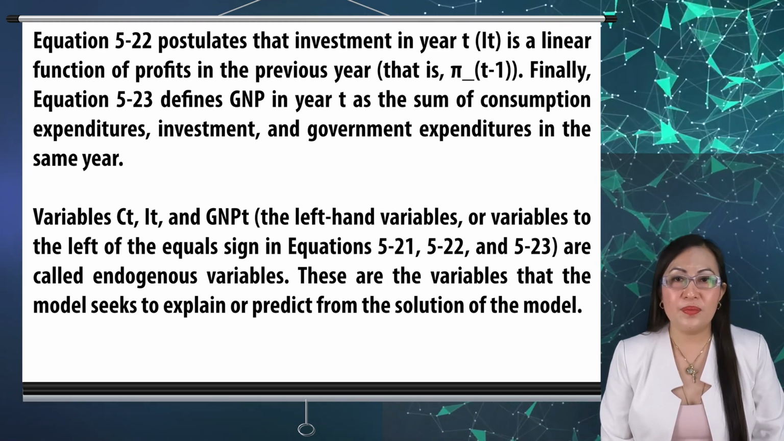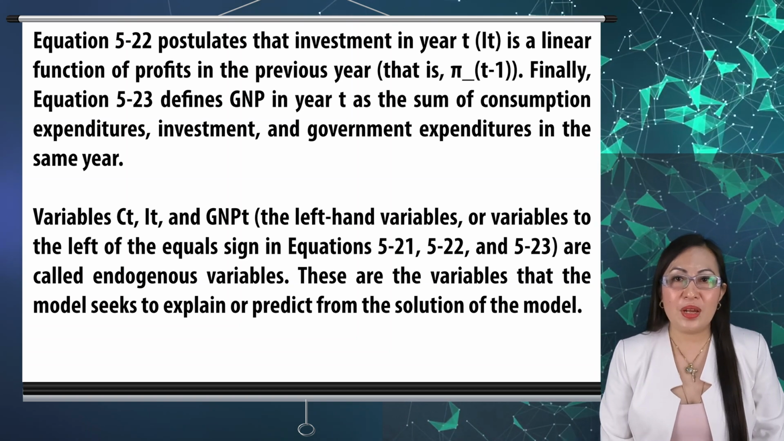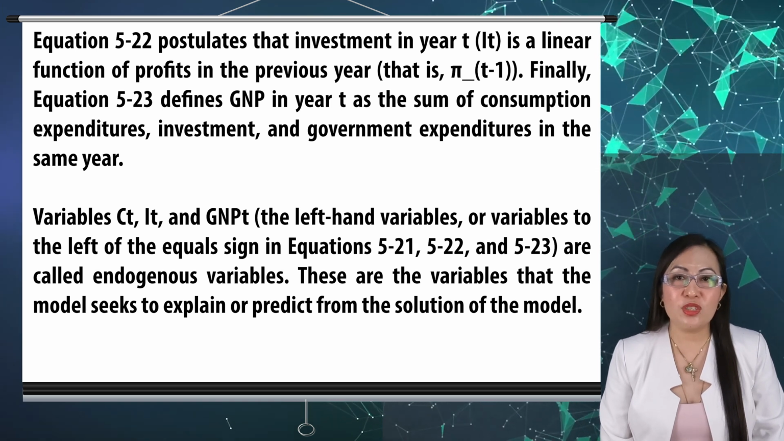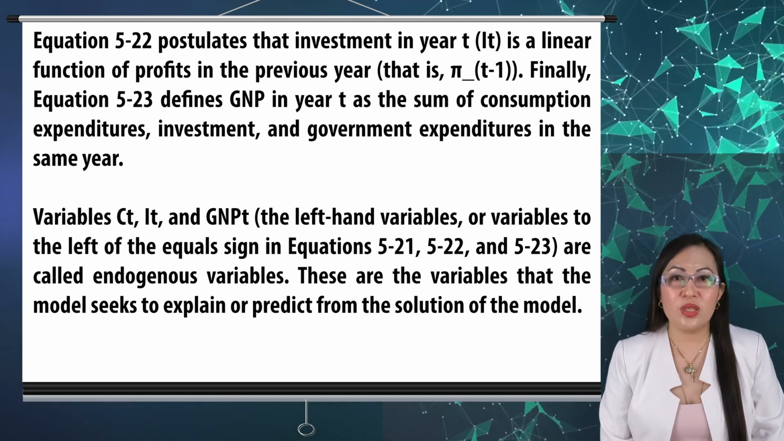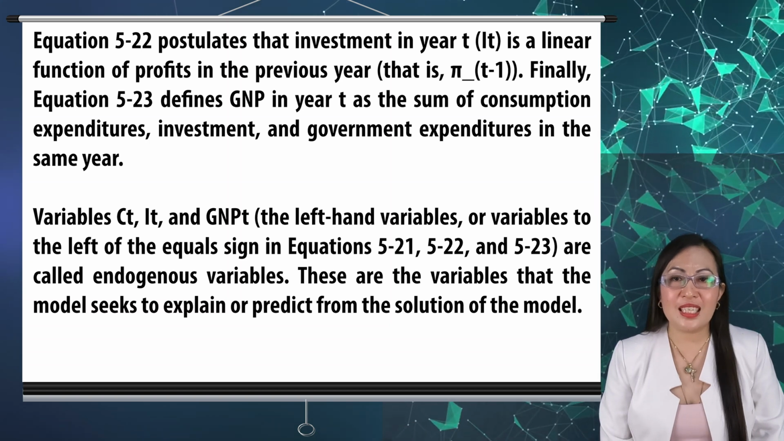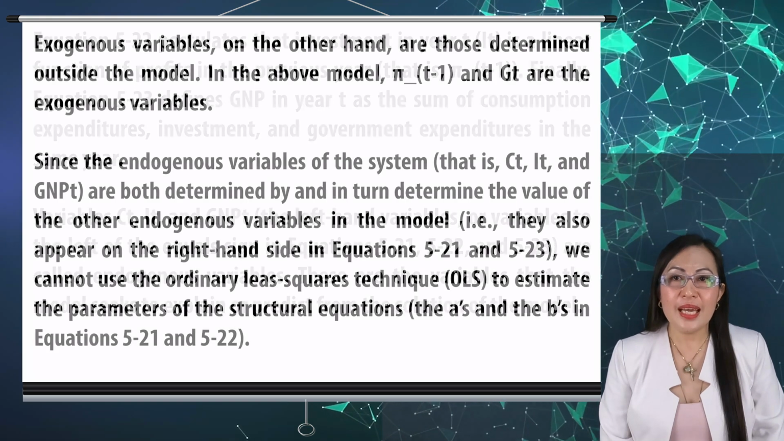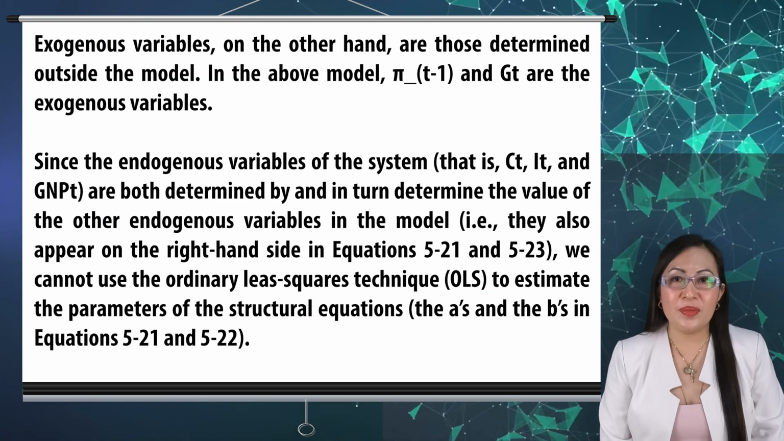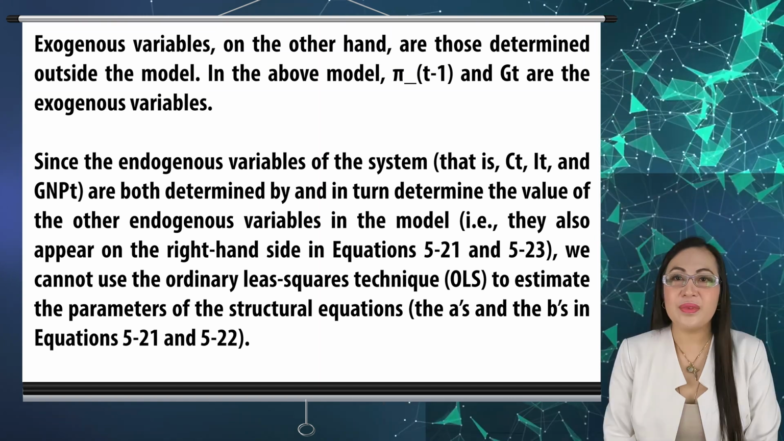Variables Ct, It, and GNPt, the left-hand variables or variables to the left of the equal sign in equations 5-21, 5-22, and 5-23, are called endogenous variables. These are variables that the model seeks to explain or predict from the solution of the model. Exogenous variables, on the other hand, are those determined outside the model. In the above model, Pi and Gt are the exogenous variables.